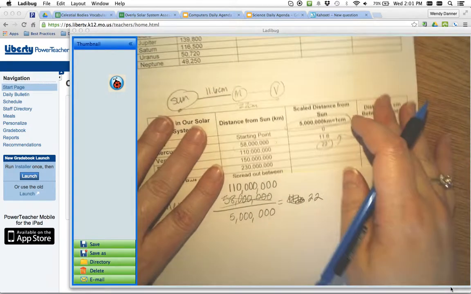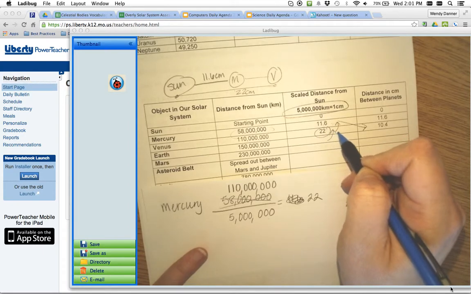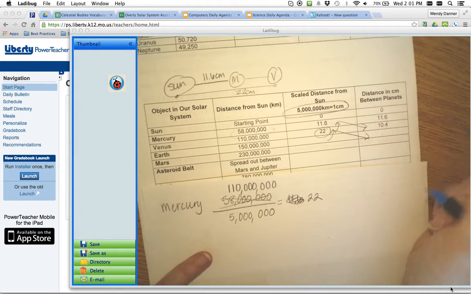Okay, so whatever Earth ends up to be minus 22 would give you the distance between Venus and Earth. All right, good luck.